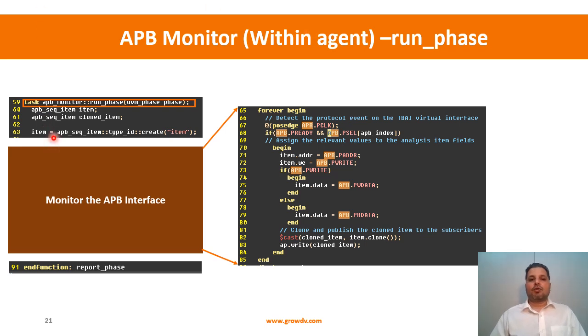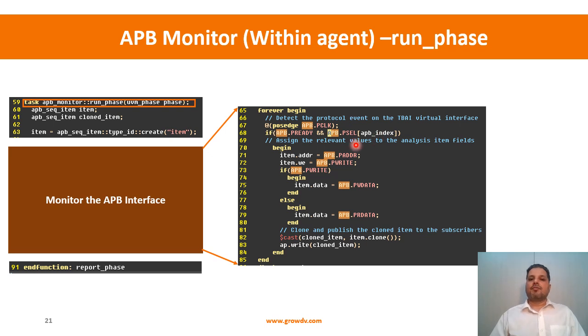So here what we are doing, we are creating one APB sequence item, and then we have the monitor, the APB interface functionality. All the monitors and the drivers always contain this forever loop, and it's doing all the operations on the passage of the PCLK clock. Same thing we did in the driver as well. So at the passage of the PCLK clock, it checks if the APB PREADY and the PSEL are asserted for the index that has been assigned.